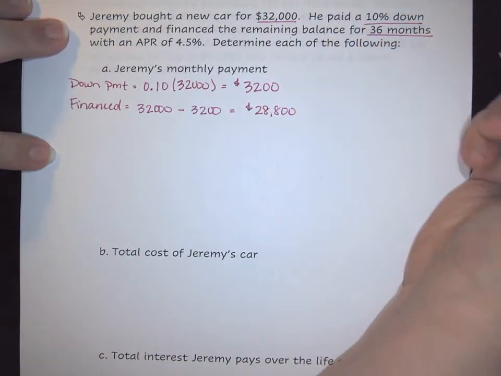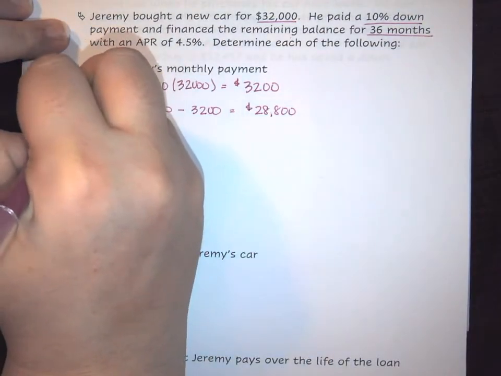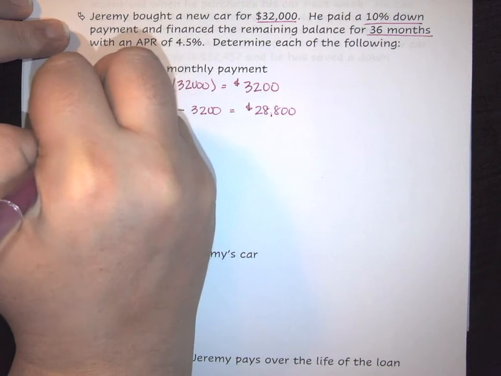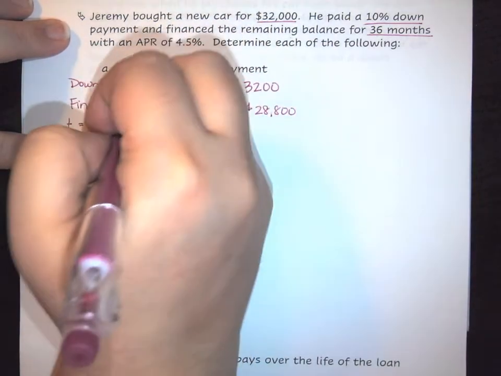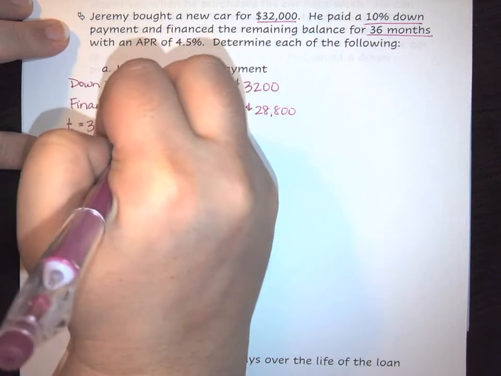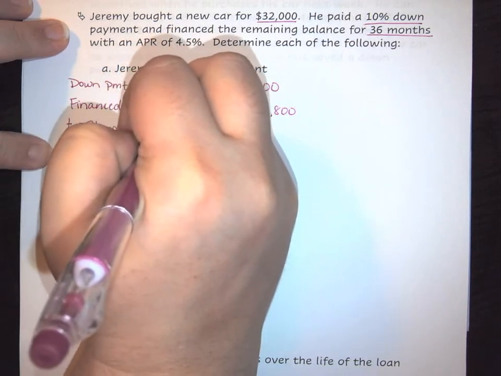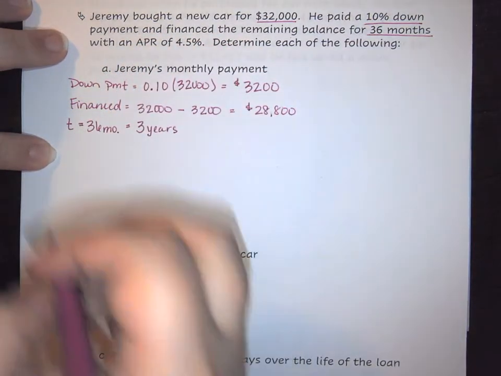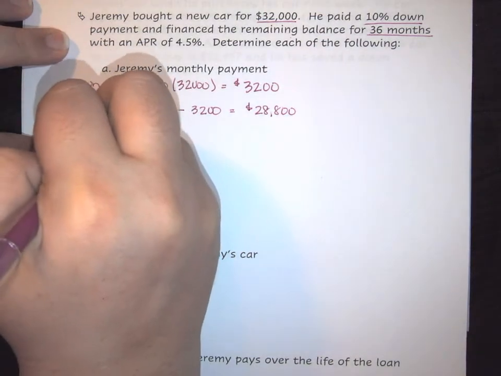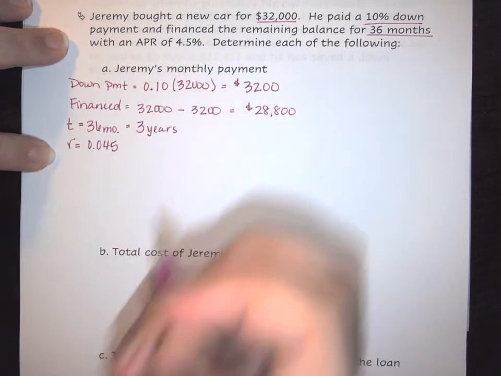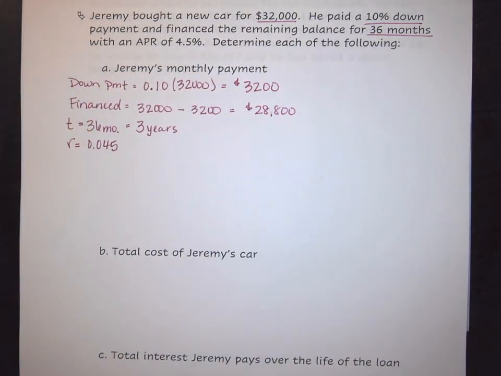Now, as far as the remaining information, it is really important to pay attention. Here we're given 36 months. So when we're looking at your time, you have 36 months. And remember, when using your formulas, you need to convert that into years. So 36 months is the same as 3 years. And then we have an APR, which is your rate of 0.045, so 4.5%.